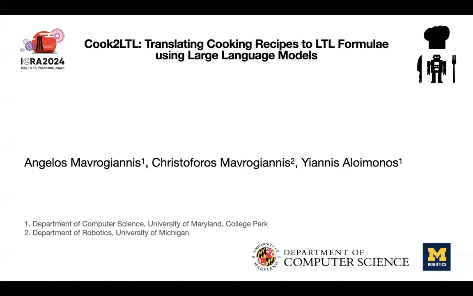We present supplementary material for our work Cook2LTL, translating cooking recipes to LTL formulae using large language models. Here, we describe a step-by-step example of a simulation rollout for a recipe from our dataset. The input is the natural language instruction step, chop the tomato and bread with a knife.